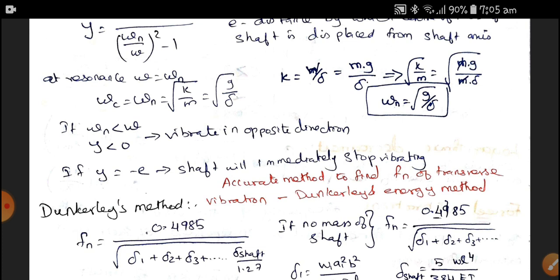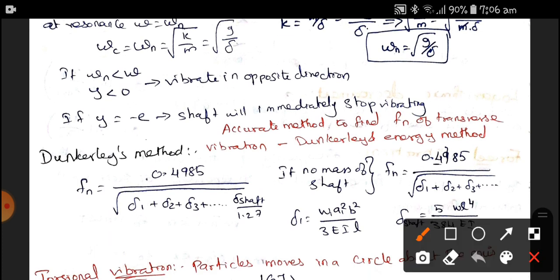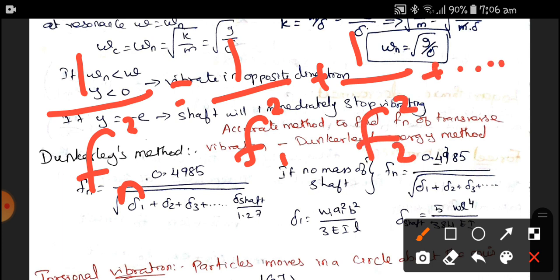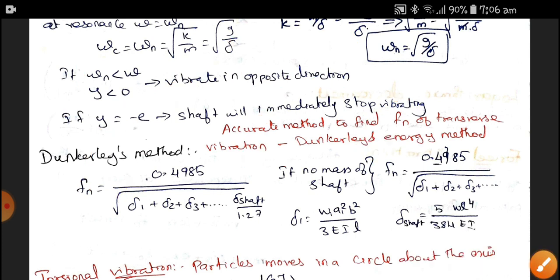The shaft will immediately stop vibrating. And the most accurate method to find the transverse vibration is the Dunkerley and energy method, where the Dunkerley formula can be written as 1 by f of n the whole square is equal to 1 by f of 1 the square plus 1 by f of 2 the square, and goes on. So this is the Dunkerley formula.